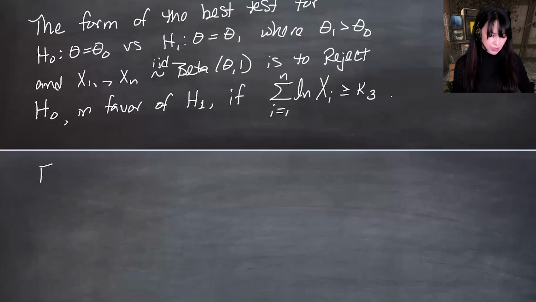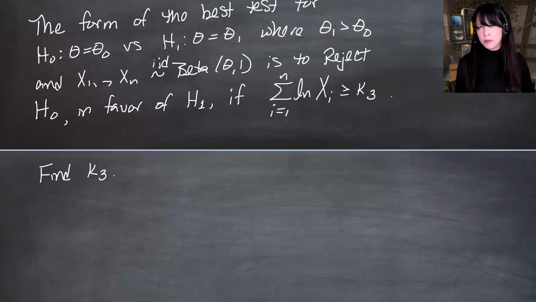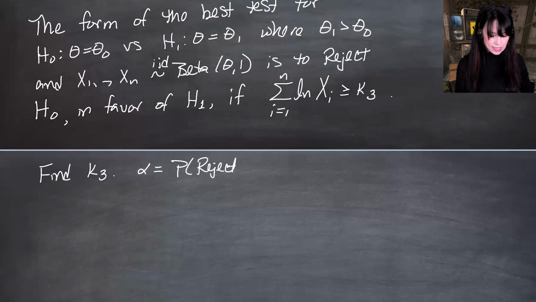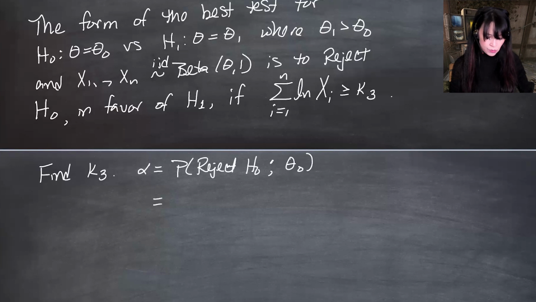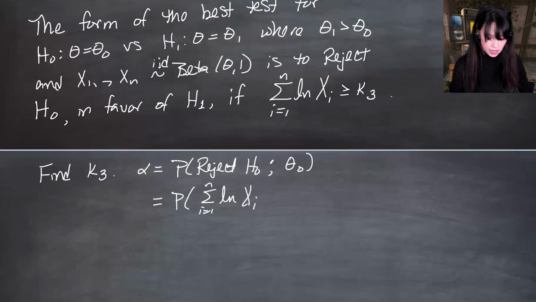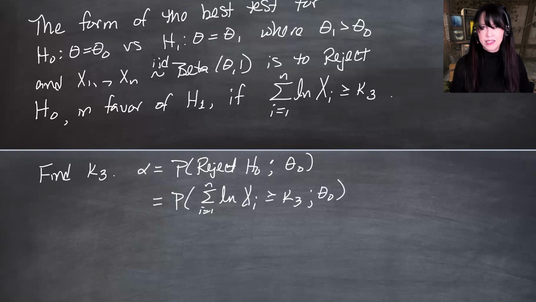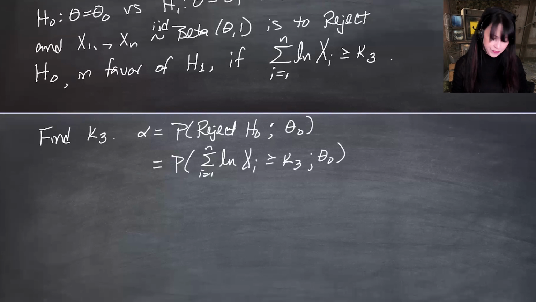Okay, so the next step is to find K3. And this is where alpha comes in. So alpha is the probability you reject the null hypothesis when you should not, because it's true, because the parameter is theta naught. And rejection here means that the sum as i goes from 1 to n of the log of the Xi is greater than or equal to K3 when the null hypothesis is true. So now I need to make this neater is what I need to do.